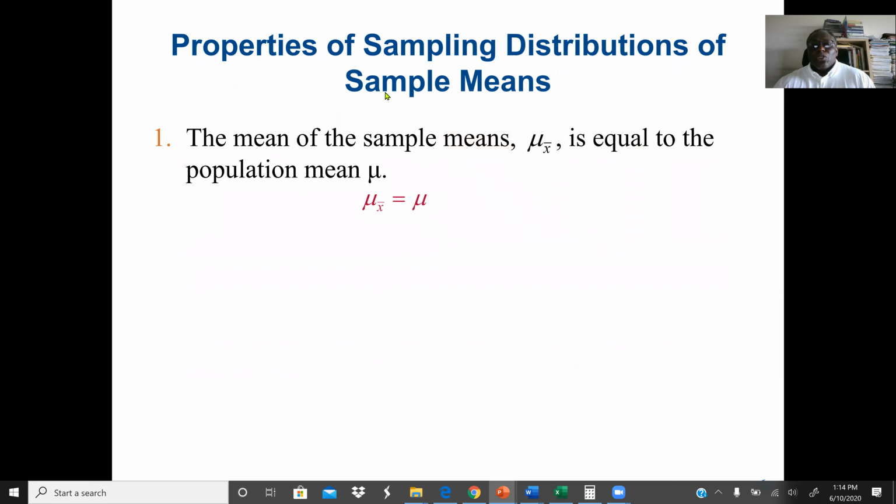So this will lead us to the properties of the sample distribution of sample means. Here the first property says the mean of the sample means is equal to the population mean. And what we mean here is that the mean of the sample means is equal to the population mean only if we use all the population in our samples.